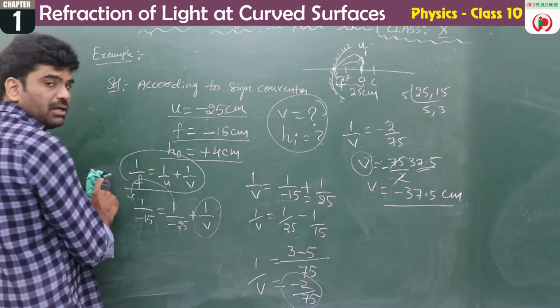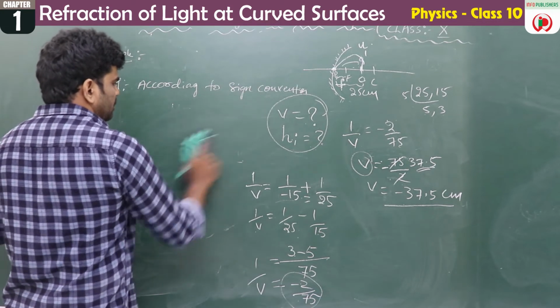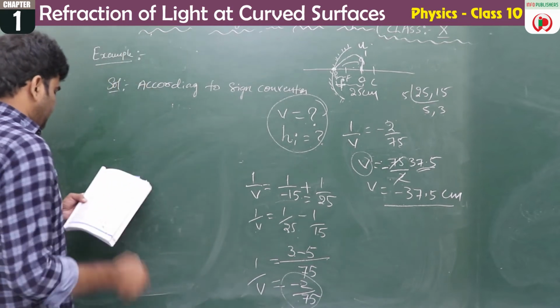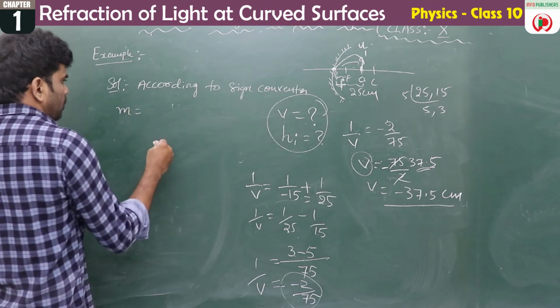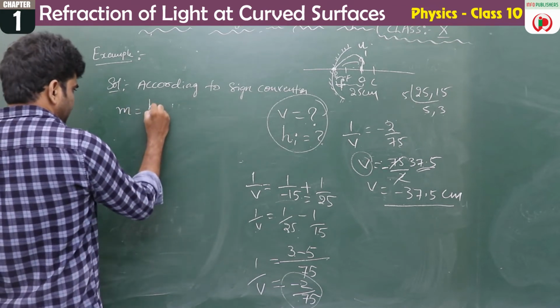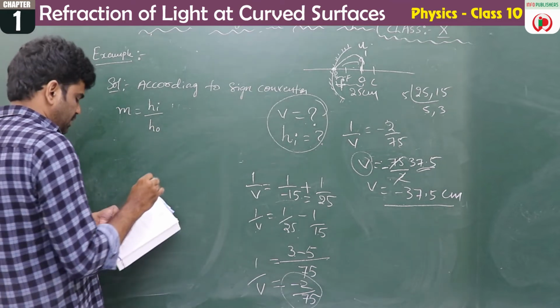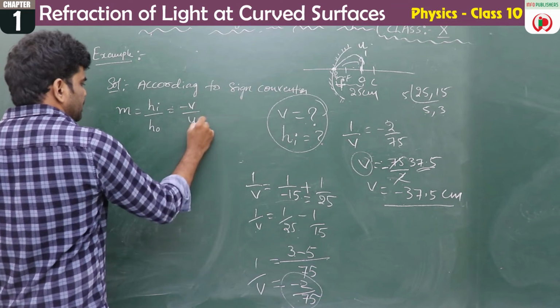Now we have to find out the magnification. So how to find out the magnification? Let us see. Here I am writing the magnification. What is the magnification formula? The magnification formula, m is equal to hi by ho, height of the image by height of the object, is equal to minus image distance v by object distance u.